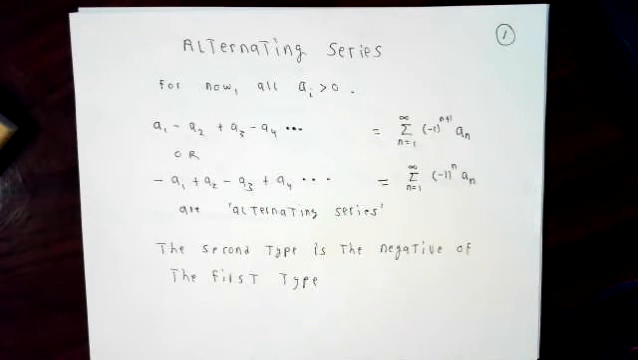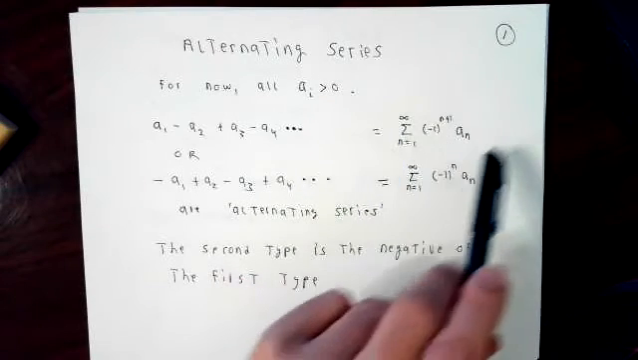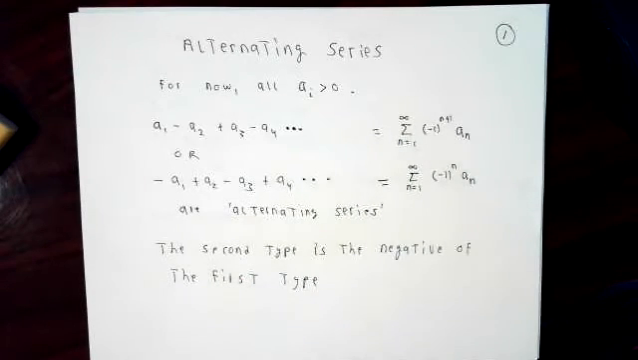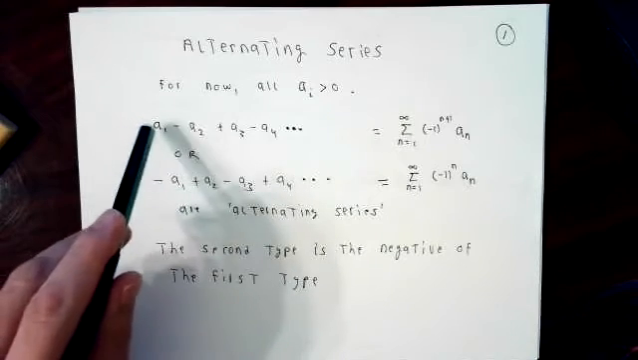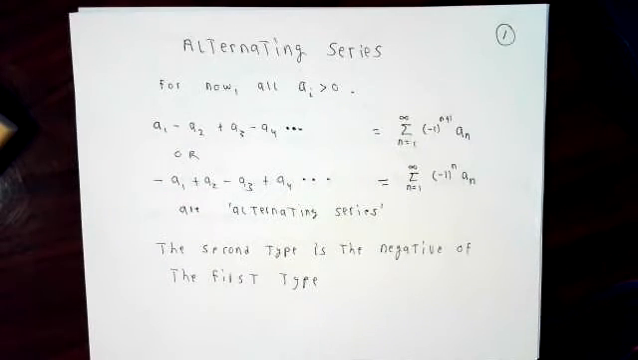If we want to write these in sigma notation, both of them are almost the sum n equal 1 to infinity of an, but I need to put in an extra factor that will be either 1 or negative 1 as appropriate. The second type is the negative of the first type. So in much of my discussion, I'll worry only about the first type because that tells me all about the second type as well.